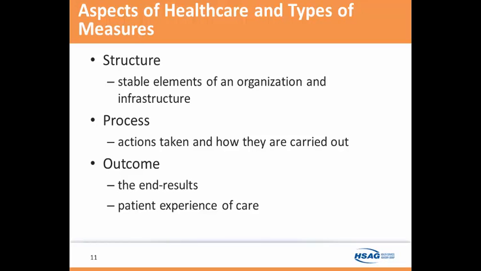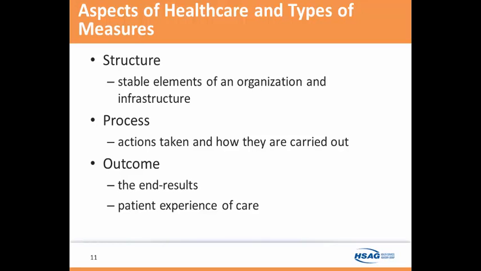Structure, process, and outcomes, sometimes called SPOs, are aspects of healthcare and therefore also refer to types of measures. Let's take a closer look. Structure is how care is organized. Structure is usually stable elements of an organization and infrastructure that comprise a healthcare delivery system. Examples include the number of hours worked by nursing staff, whether a provider uses e-prescribing and the extent of that use, and the percent of physician practices functioning as a patient-centered medical home. We typically do not focus on structural measures. The aspects of care that we want to measure should be actionable by providers.